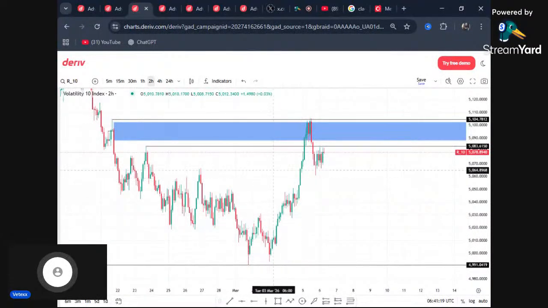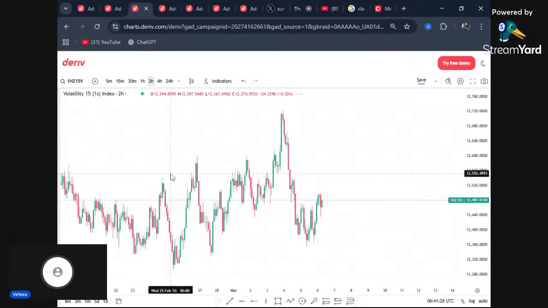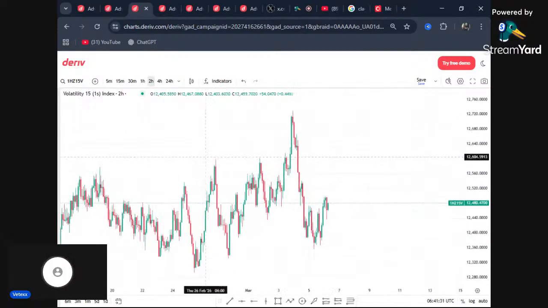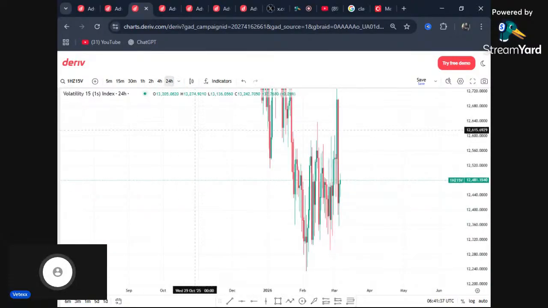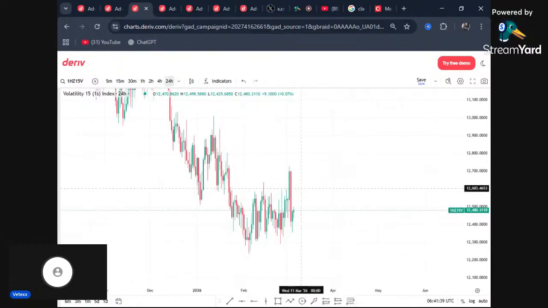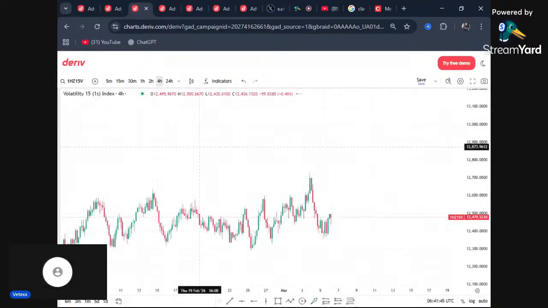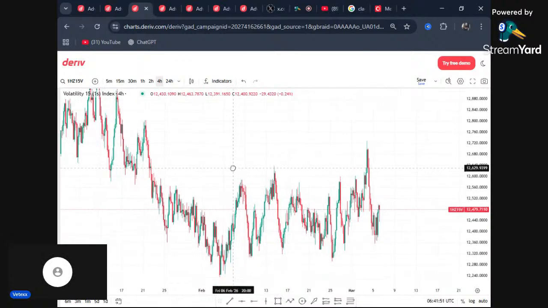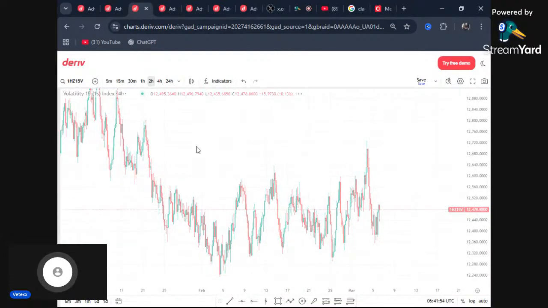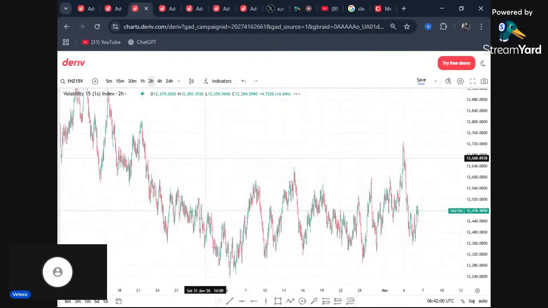Let's check the next one out real quick. Remember, we have two outlooks right now. Next is the V15 index. On the 24-hour time frame, where is price coming from and where is it going? We don't have anywhere price is coming from. On the 4-hour time frame, we still don't have where price is coming from. Then we'll go to the 2-hour time frame, and we still don't have where price is coming from.